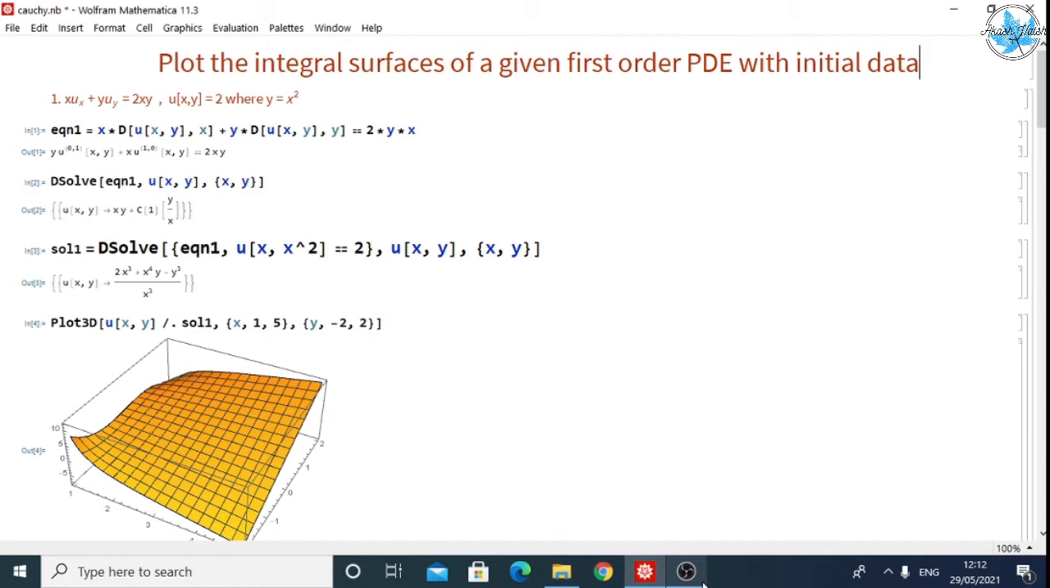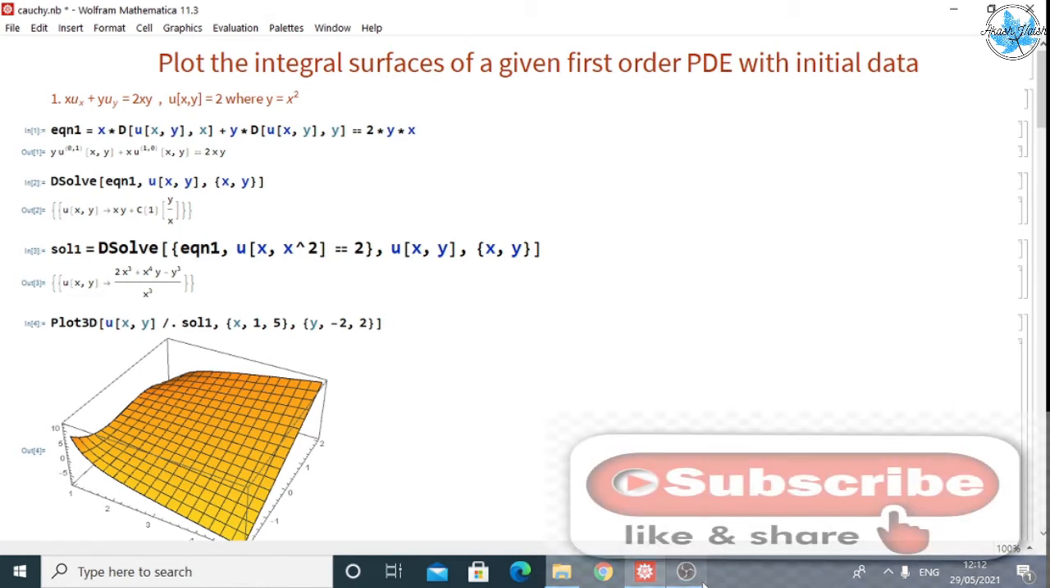So we can see the solution here. I have already solved the problems here, and this video is similar to the solution of the Cauchy problem. So let's start the video.